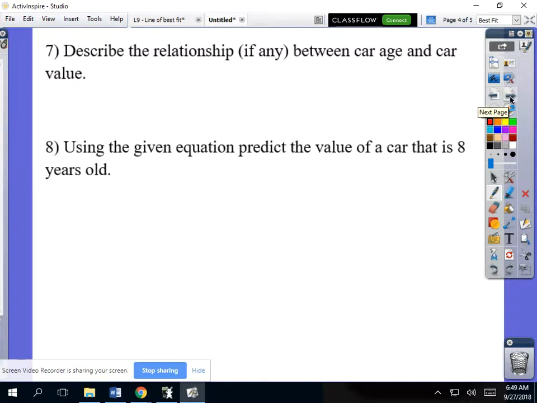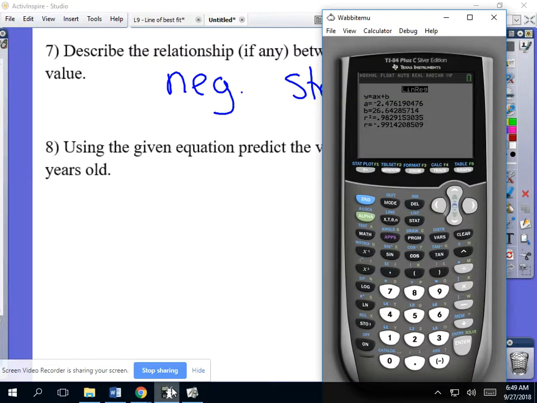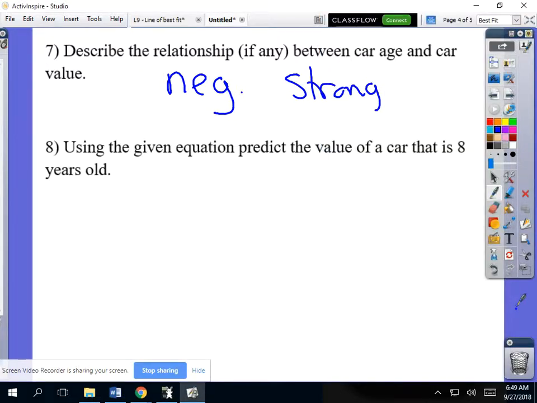Now, the last part is to decide, well, what's the relationship? Well, we've talked about this, there's definitely a negative relationship, and it is definitely a strong one. We can see that by looking at the calculator and seeing that our R value is negative 0.99. That's really, really strong. And then last but not least, we're going to use this equation to predict.